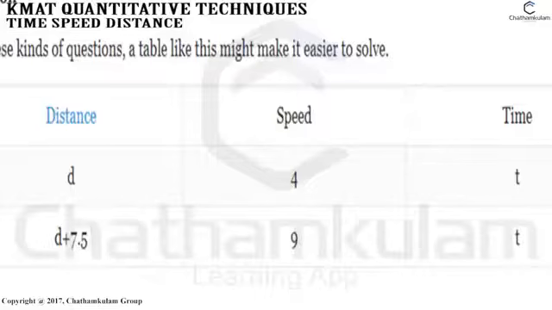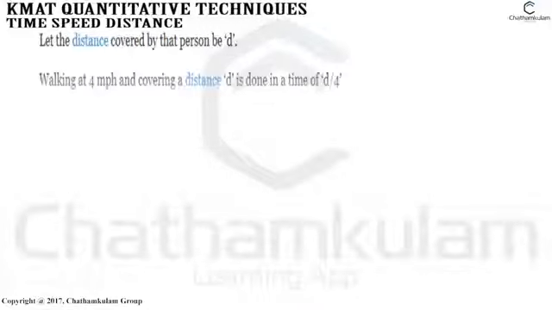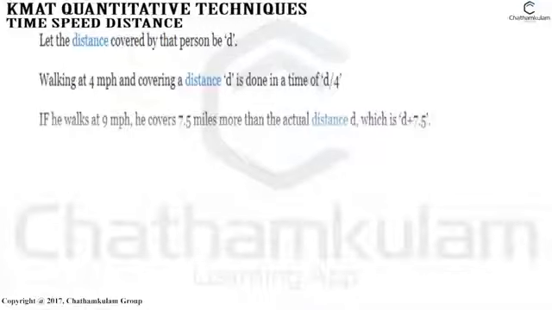So for these kinds of questions, a table like this might make it easier to solve. So here distance as d, speed as 4 and time as 3. So distance is d plus 7.5, speed as 9 and time as 3. Let the distance covered by that person be d.